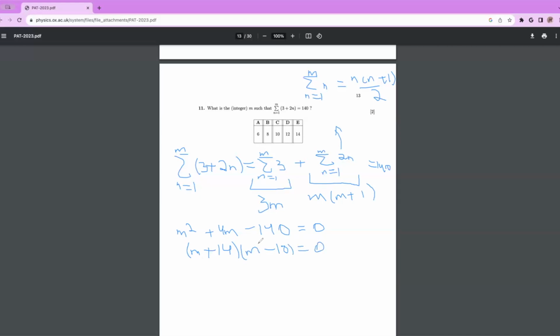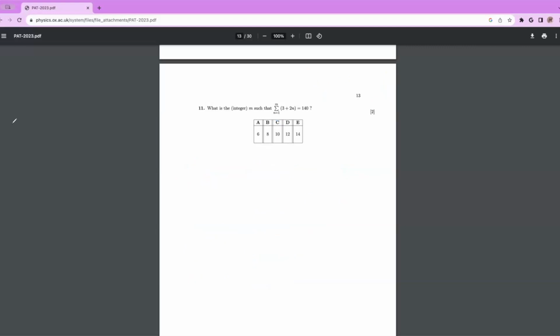The trick is to try and find the two closest factors because the difference isn't very big. If we solve each of these, we'll get that m is negative 14 or m equals 10. We don't want to be summing from 1 to a negative number because, yeah, no, it's just no. And also, it's not one of the options. So our answer is m equals 10, meaning our answer is C. Okie dokie.